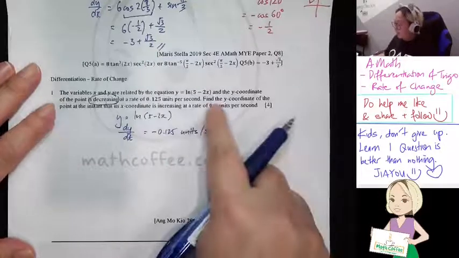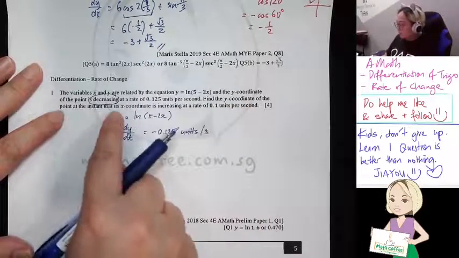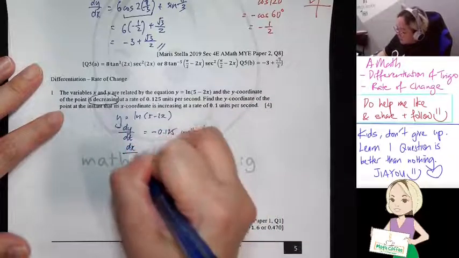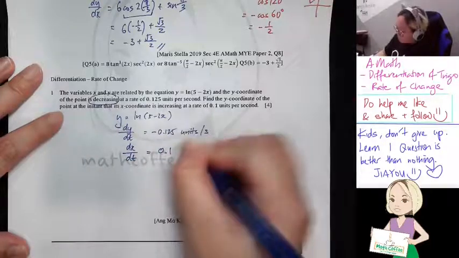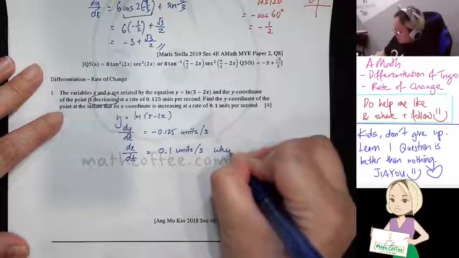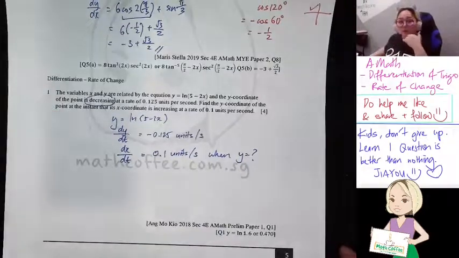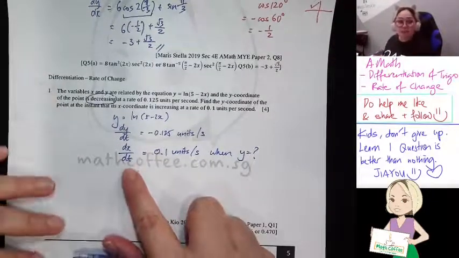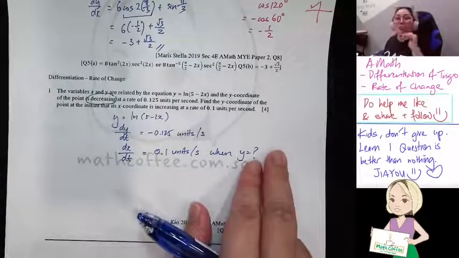They ask you to find the y coordinate of the point at the instant that its x coordinate is increasing. So this one, they tell me my dx/dt is, increasing means positive, so it's just 0.1 units per second when y equals question mark. Commonly they ask you to find, maybe say, dx/dt equals question mark when x equals something. That's the common question that they ask.